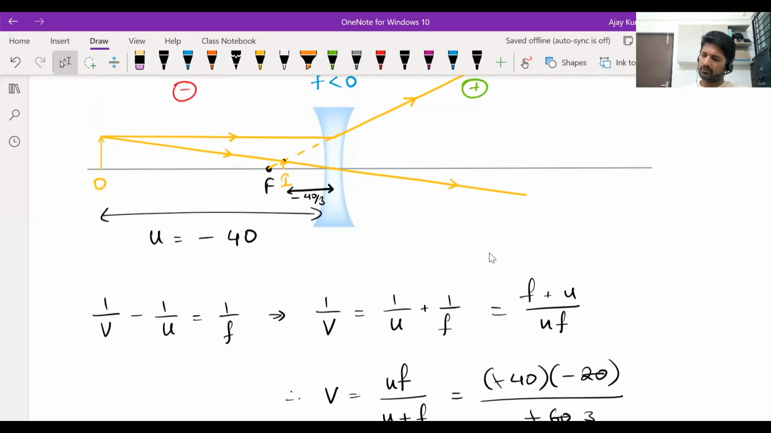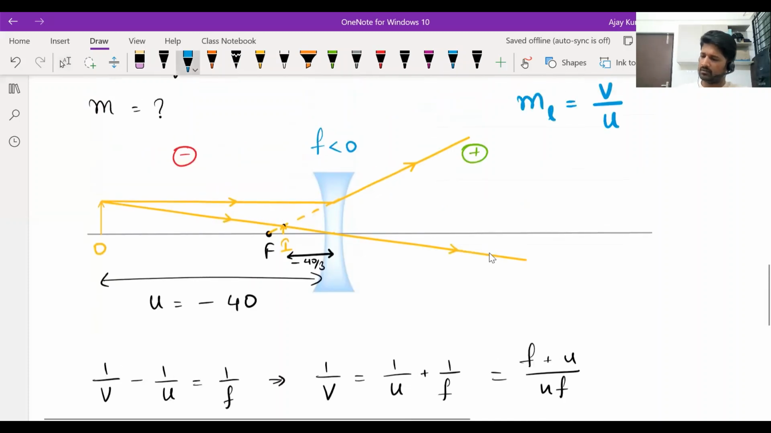That's all. Now you substitute them in the magnification formula. Image distance is minus 40 by 3. Object distance is minus 40. Minus 40 gets cancelled. The answer is plus 1 by 3. And as expected, the magnification is positive. What does it mean? Image has the same orientation as the object. And the magnitude of magnification is 1/3. Means the image height is 1/3 of the object height.